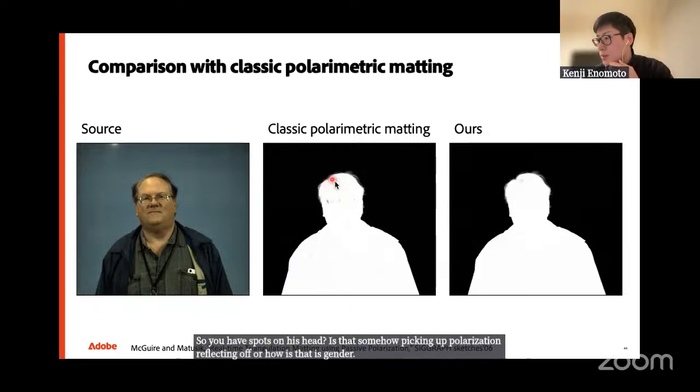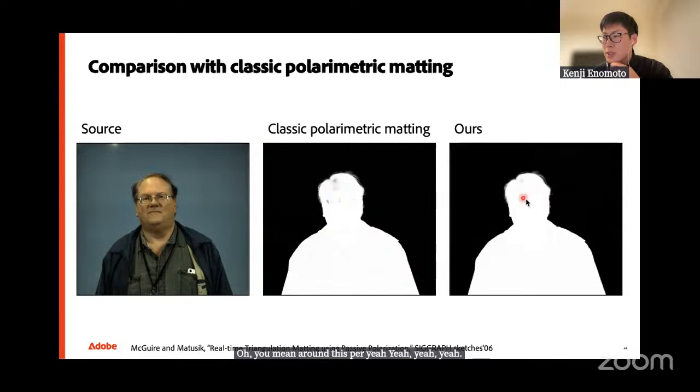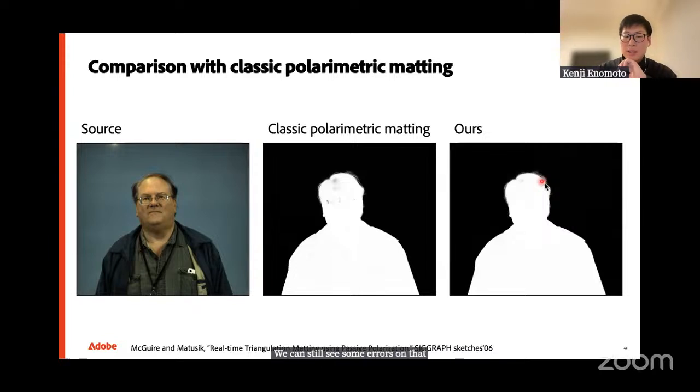You mean around this part? And on the other one too. Yours even has it. Yeah, we can see some tiny flaws on the head. And this is because of the specular highlight here, and even under unpolarized light, the specular reflection causes strongly polarized light. So this error is because of the polarized specular reflection. Our method is mitigating that issue, but it is still not perfect. And we can still see some errors on that strongly polarized reflection.